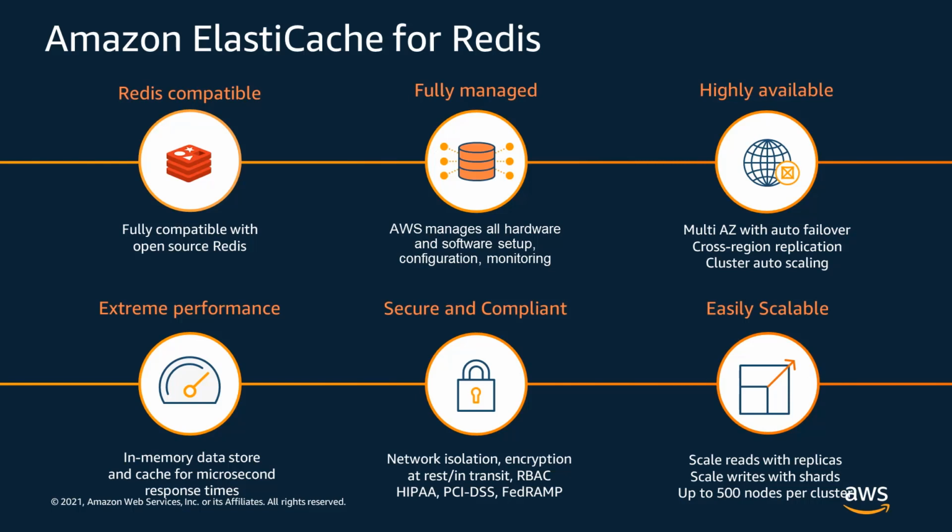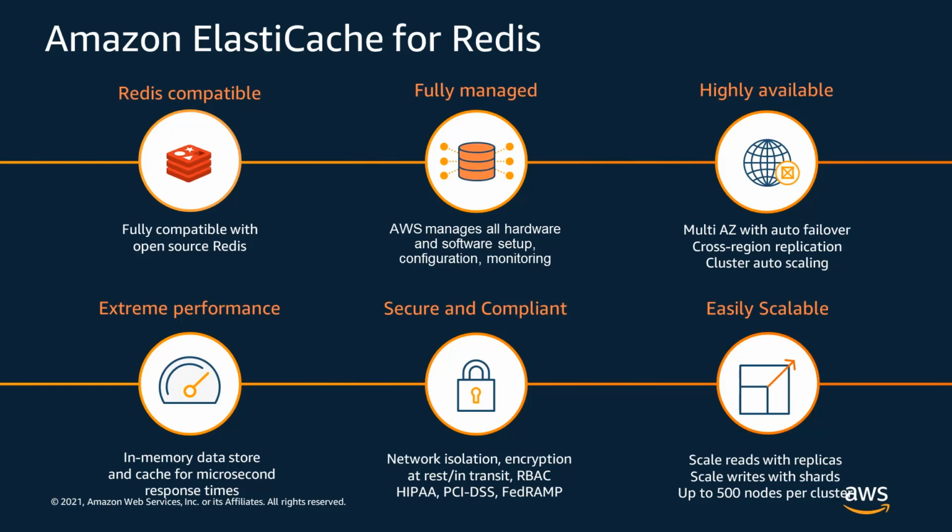ElastiCache for Redis is also highly available. You can deploy in a clustered configuration with shards and replicas distributed across multiple availability zones. You can also access your ElastiCache clusters across different AWS regions using our global data store capability. And just recently, we launched support for application auto-scaling, so your clusters can scale in and out as your traffic demands change over time.